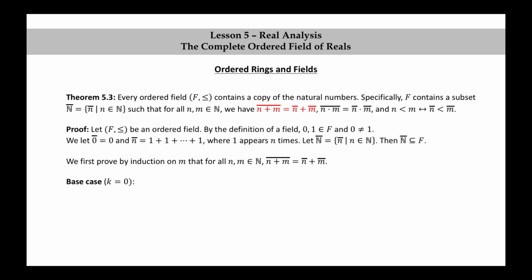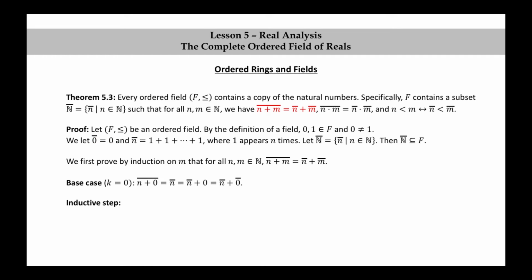Base case, k equals 0. n plus 0 bar is just equal to n bar, because whenever you add 0 to any natural number n, you just get n. And that's equal to n bar plus 0, because 0 is the additive identity for the field F. And by definition, 0 is the same thing as 0 bar, so we can write that as n bar plus 0 bar.